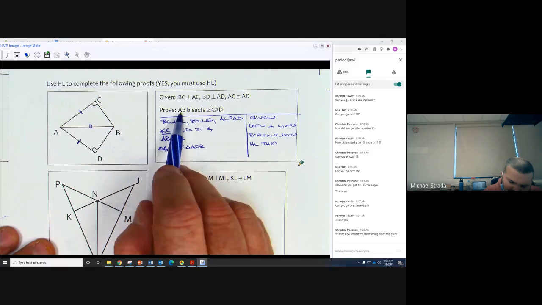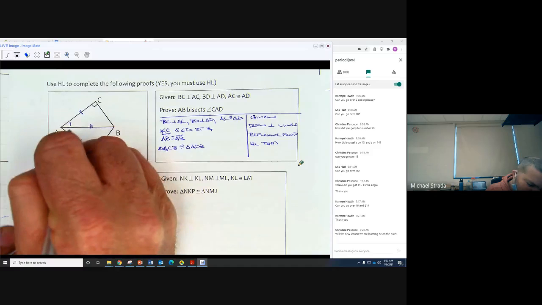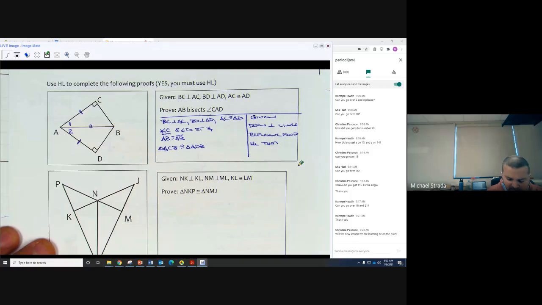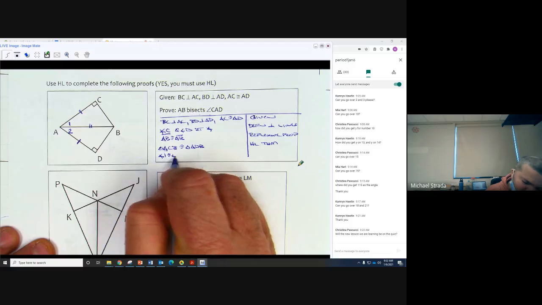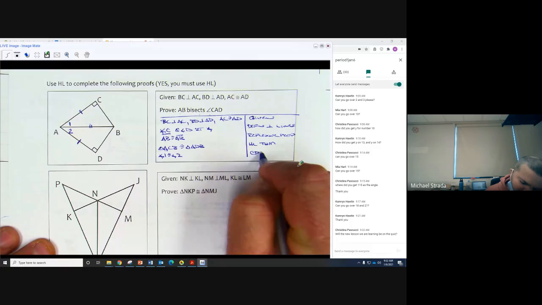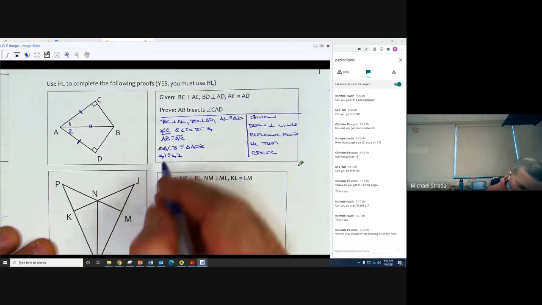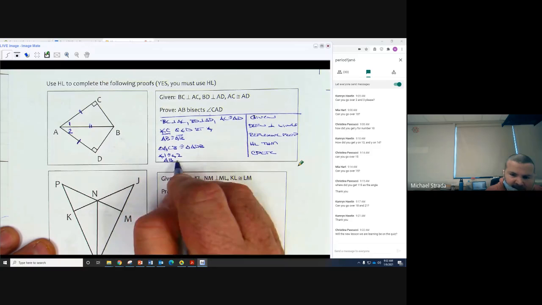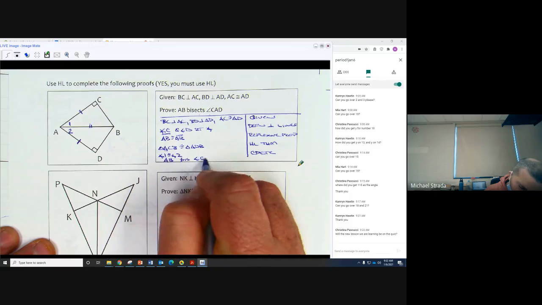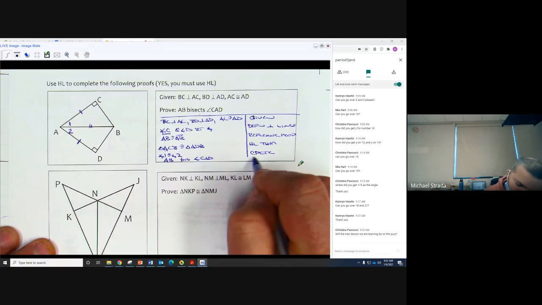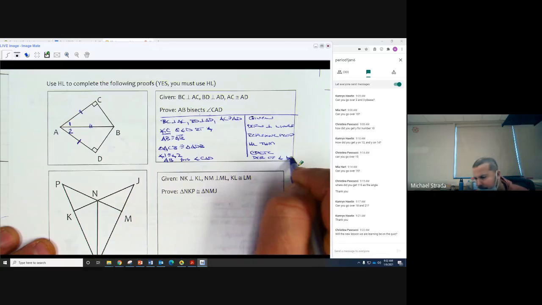So now we want to say AB bisects angle CAD, so that angle's there. So we go back to what we did earlier in the year. We can name them with numbers to make our lives easier. Angle 1 is congruent to angle 2 by the 5 magic letters, CPCTC. And that allows us to say AB bisects angle CAD. Definition of angle bisector.